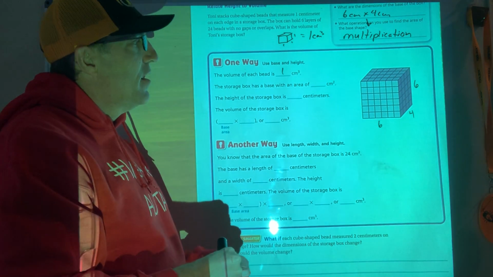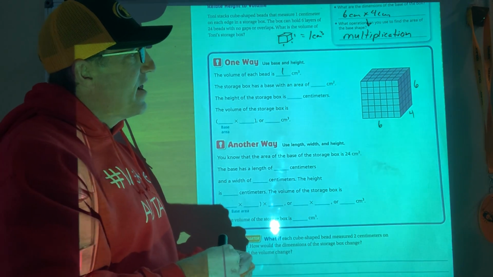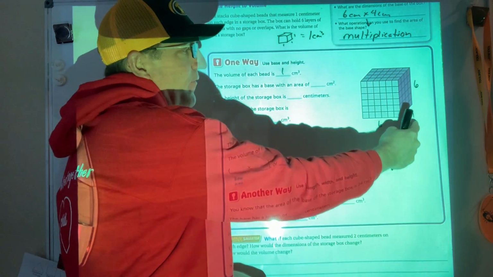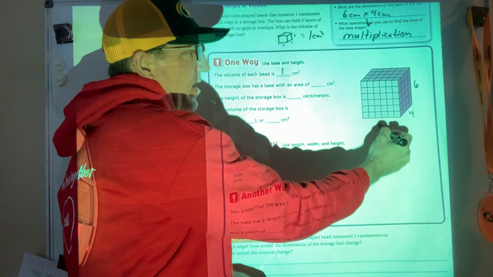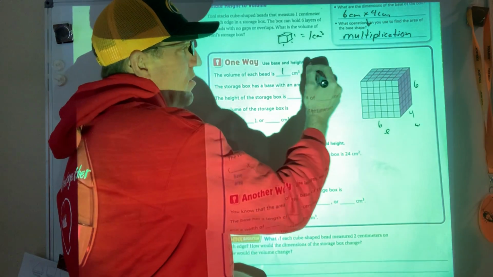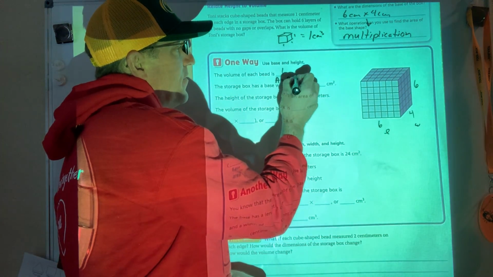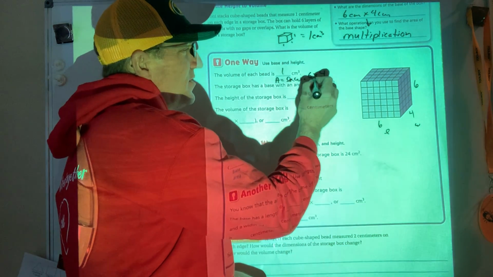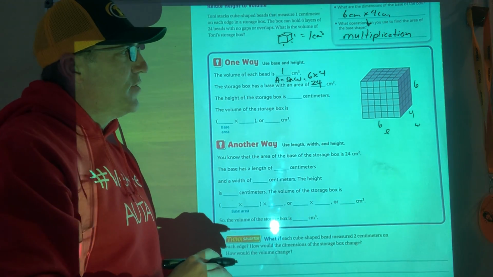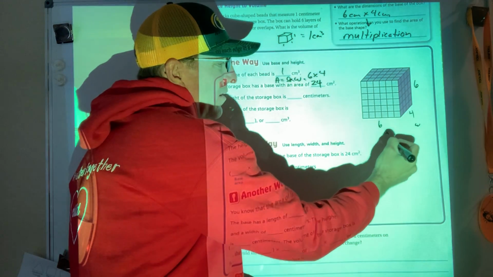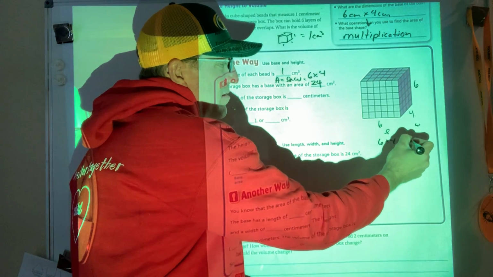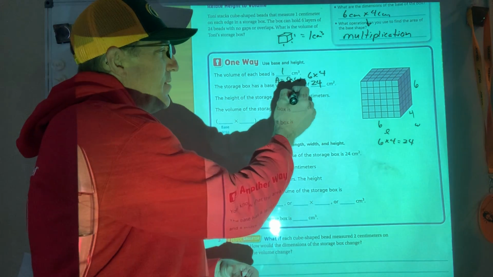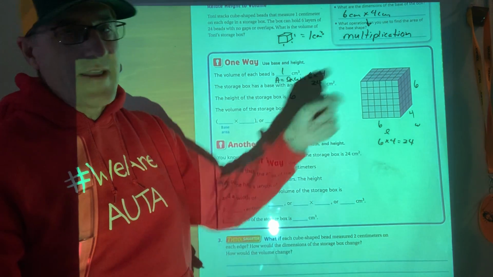And the storage box has a base with an area of 6 times 4, right? Length times width. So if area equals length times width, this equals 6 times 4, which of course is 24. So we're going to go ahead and put that there. The height of the storage box is 6 centimeters. It's right over here. There's my height.